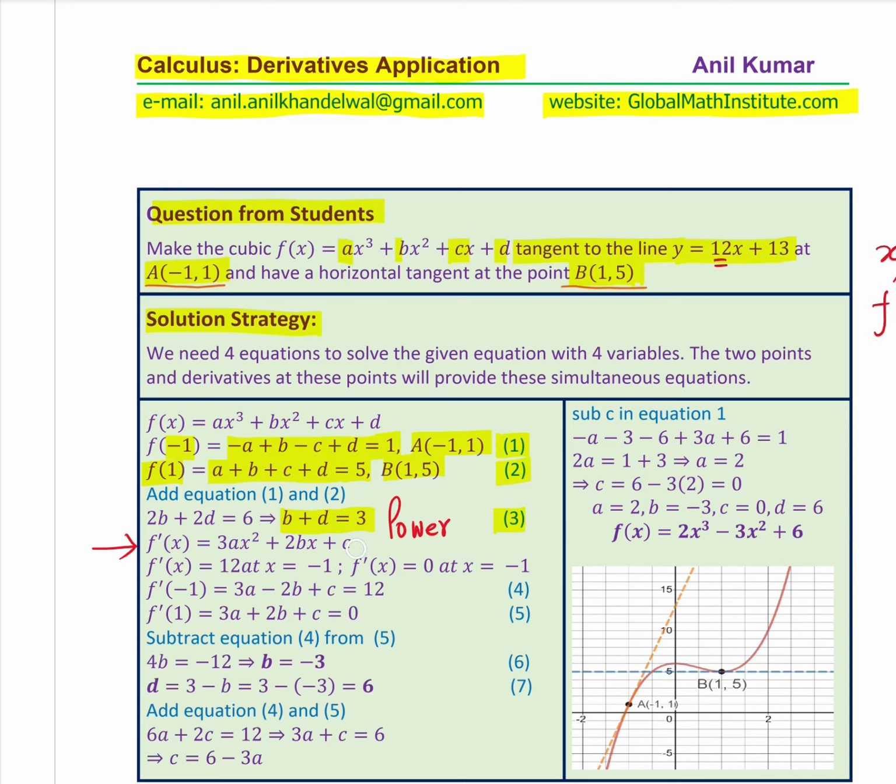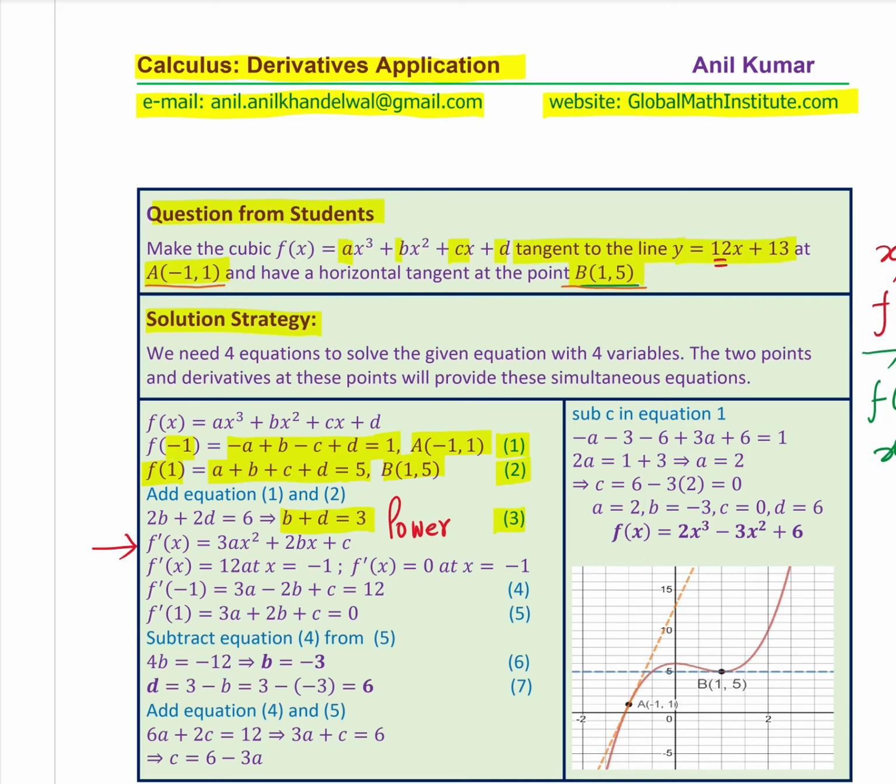Now, as far as the derivative goes, we are given derivatives at two different points. One, of course, at x equals minus 1, and then we also have a derivative at point B, which has a horizontal tangent line. That means somewhere we have a turning point, correct, where the slope is 0. So we also know that the derivative of this function is 0 at a point which is given to us as x equals 1.